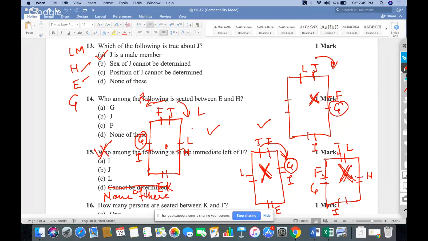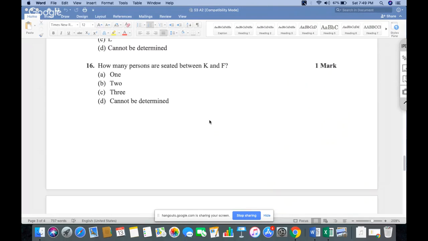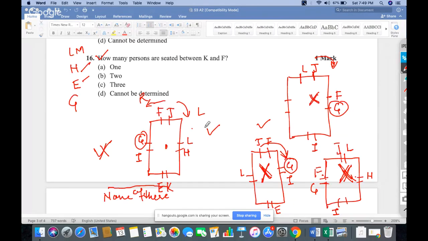Question number 16, what's the answer? Question number 16 is how many persons are seated between K and F? So between K and F, from both sides, three people are seated. So the answer here would be three people. Now try to understand, if there had been a scenario where from this side two people would have been seated and from this side three people, the answer could have been cannot be determined. I am ticking option 3 here. Why? Because from both sides three people are sitting over here. So that is why the answer is 3.